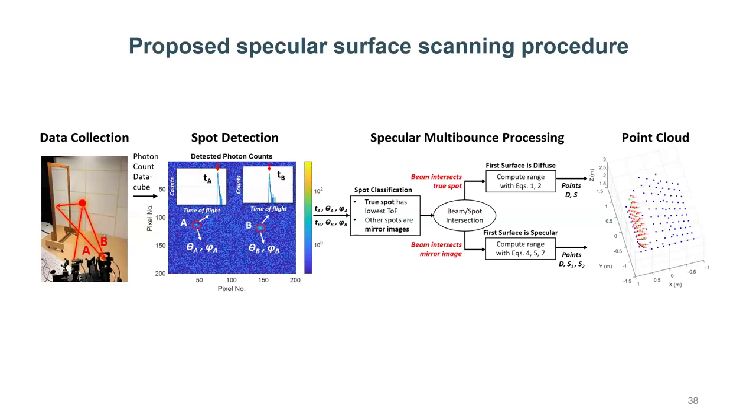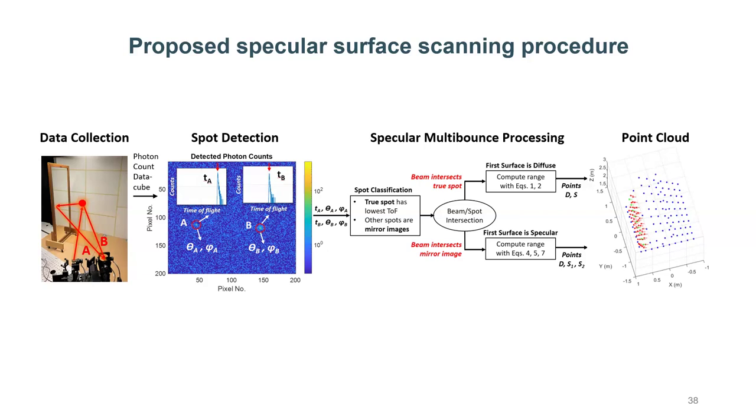And so we can combine all these concepts to create a simple specular surface scanning procedure shown here. We point our time of flight camera at a scene that may contain specular surfaces, and we scan our laser across it. For every direction that we point our laser, we may observe multiple laser spots in our measurements. So we first have to determine which laser spot is the true laser spot. Once we've done that, we need to determine which kind of surface we illuminated directly. And once those two ambiguities have been resolved, we can apply the correct set of range equations to compute the positions of all diffuse and specular scattering points. We can then add those points to our point cloud and continue scanning our laser. And once we've scanned our laser across the entire scene, we'll have a point cloud representation of the scene that contains both diffuse and specular surfaces.